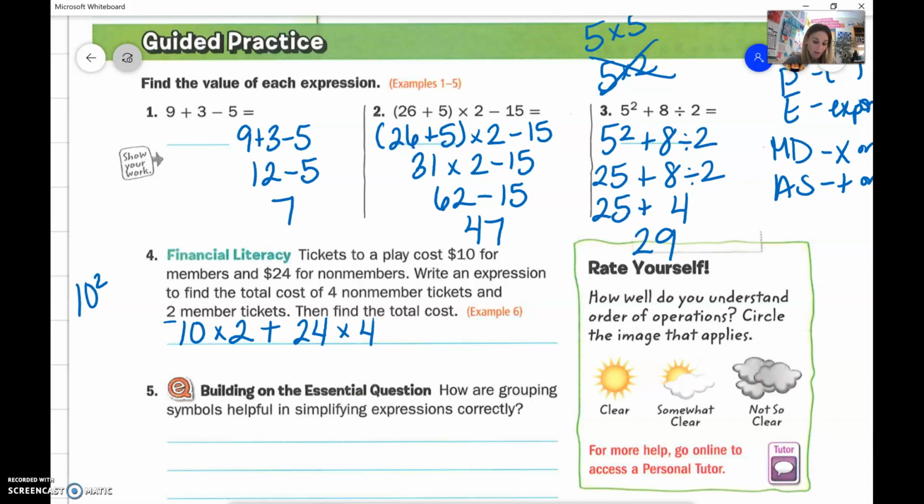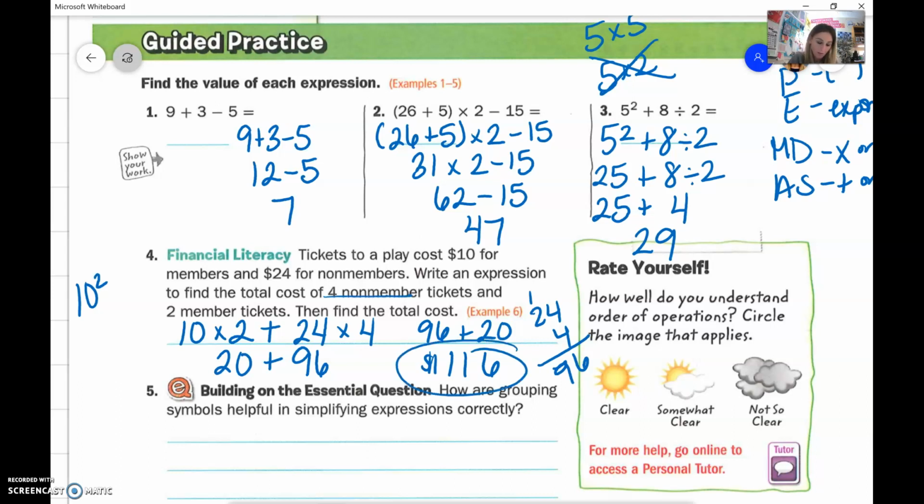Okay, so I first need to multiply, so I'm going to do 10. That looks like a negative sign. Sorry, because I had underlined it. It's not negative. All right, 10 times 2 is 20, plus 24 times 4. Not sure what that is. Use your calculator or just quickly do it over here, which is 96. So now I'm going to take 96 plus 20, I'm sorry, I'm running out of room, which would give me a total of $116. So I'd get a total of $116 for 4 non-members and 2 member tickets.